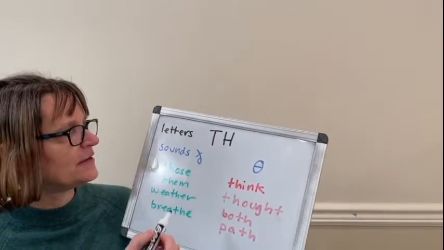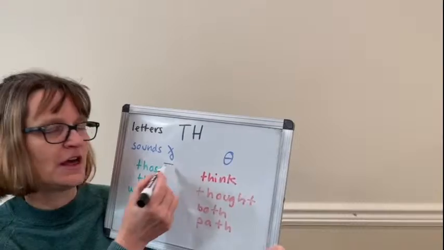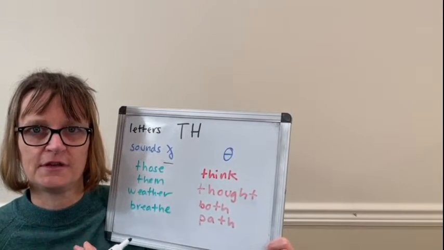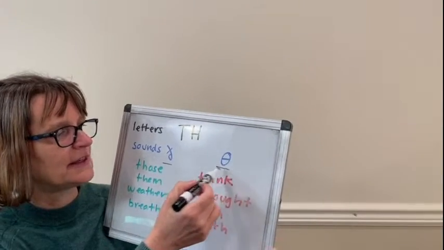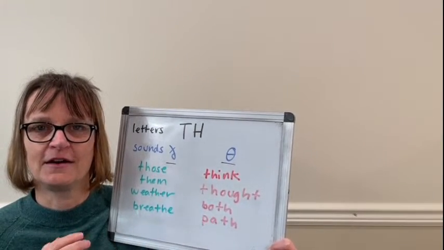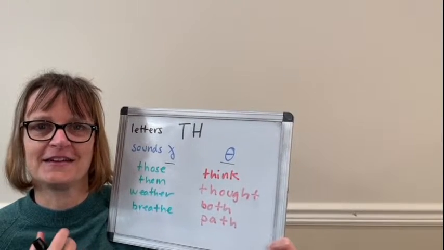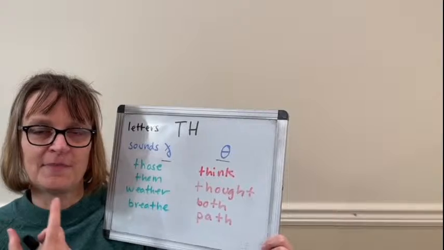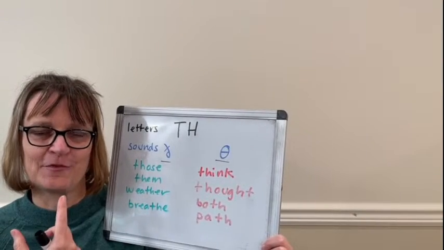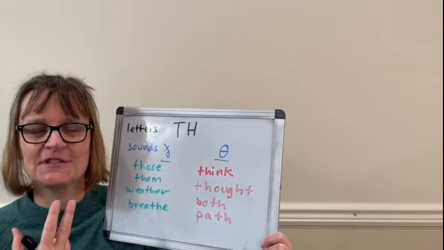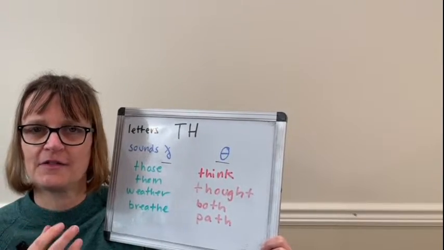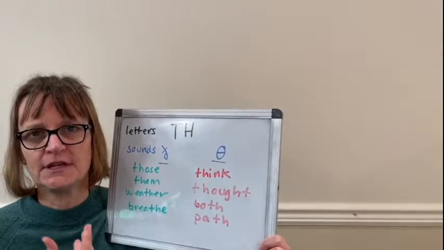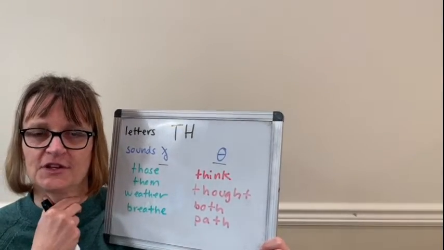The first sound that the letters TH make is the voiced th sound, like in those or breathe. And the other sound that the letters TH make is the voiceless th sound, like in think or both. You might have noticed that my mouth looks the same for both of these sounds. So the tongue position, the way you hold the mouth, is exactly the same for the voiced and voiceless th sounds. The only difference is whether or not my voice is on.